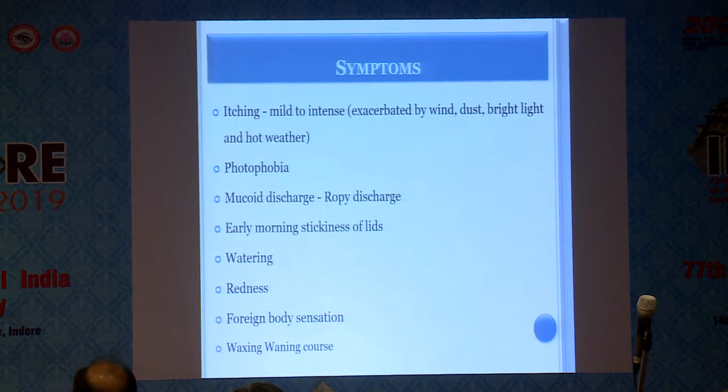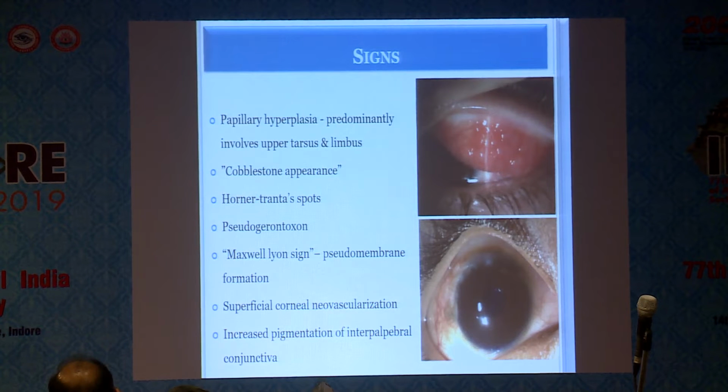Mostly these children complain of itching, photophobia, mucoid discharge, early morning stickiness, watering, redness, foreign body sensation. All these things are there. And a common thing that happens is that parents say, we have gone to many doctors and they have started the treatment, it starts responding, and then there is a tendency to leave the medication. They stop the medication by themselves, and again there's a rebound. So a waxing and waning course is something which is consistent with this condition.